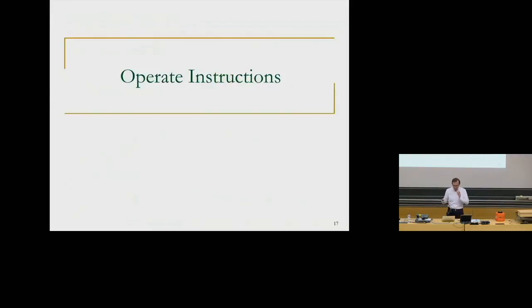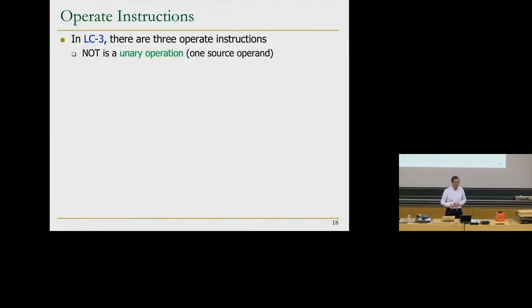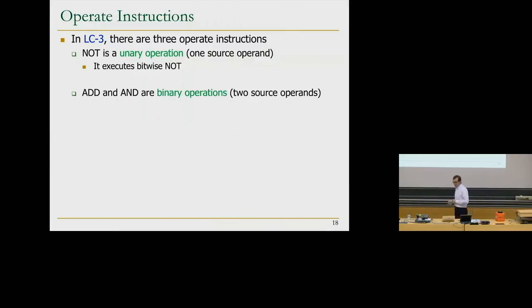Okay, so let's talk about operate instructions, and then we're going to go into data movement instructions. That's going to be the first half of the lecture. There are 3 operate instructions in LC3. NOT is a unary operation. Unary means there's one source operand, and NOT is essentially the bitwise complement. Add and AND are binary operations. They have two source operands, and the add is 2's complement addition, but AND is a bitwise operation.